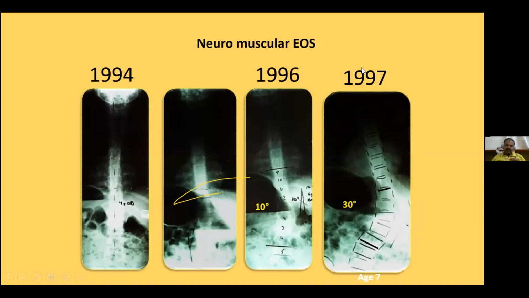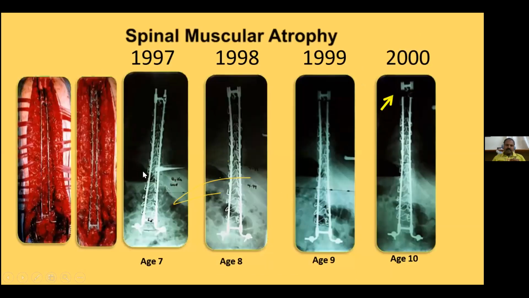You can see that neuromuscular type. Here you see the progression. So at about 4 years of age, see here, in 97 he has this 30-degree curve. So what he has done is, this is the head system. It has gone inside here, the base is fused, and then we cover it up.